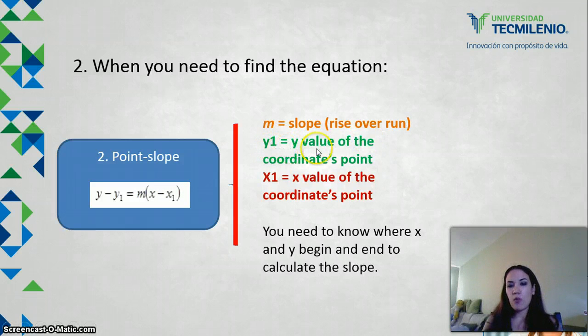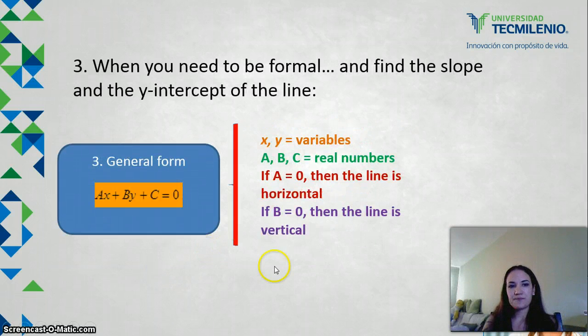y1 is going to be the y value of one of the coordinate points that are given to you, okay? And the x1 is going to be the x value of that same point, okay? So if you have a point here and a point here, you're going to use the x and the y's of one of those points. You cannot use the x from here and the y from here, or vice versa. You have to use the same point of reference, okay? We're going to see a little example of how to use this.